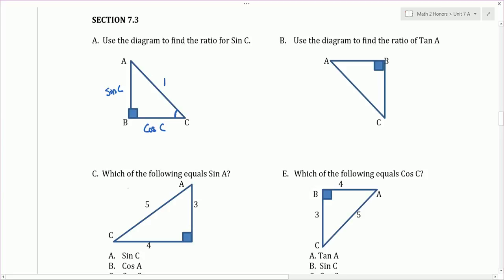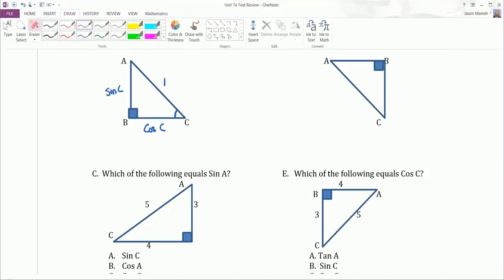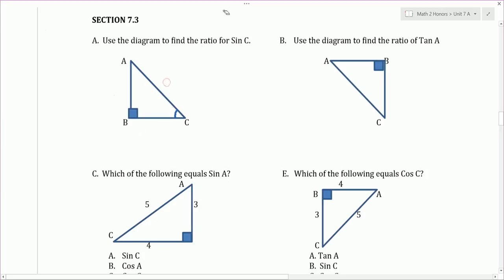And actually, let me do this. This will work better, because we don't know the side lengths of this one. Let's draw one that we do know the side lengths of. Okay, where this is the same angle, we'll call it angle C. This side would be the sine of C. This hypotenuse is 1. This is the cosine of C. And here we have the side length AB. Here we have the side length AC. Here we have the side length BC.